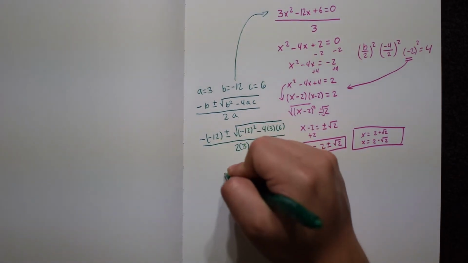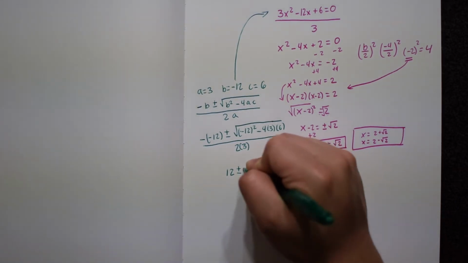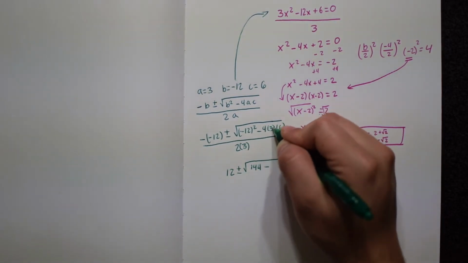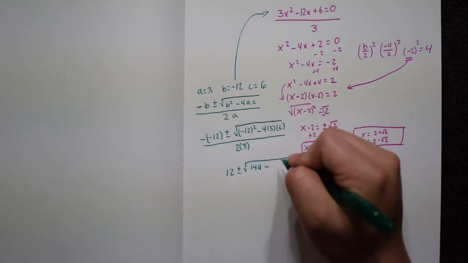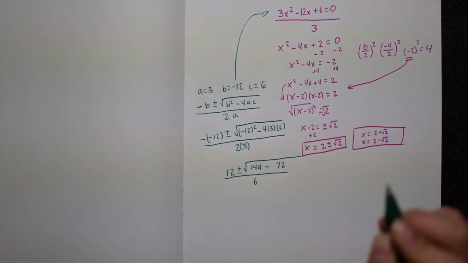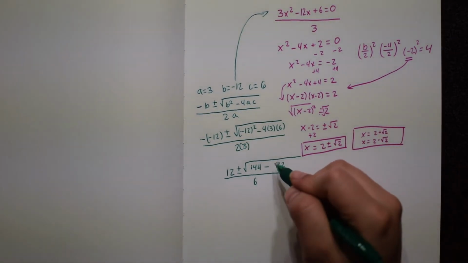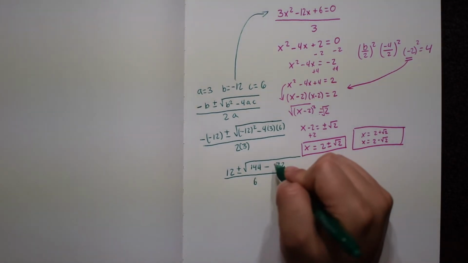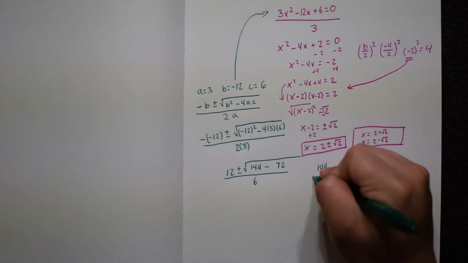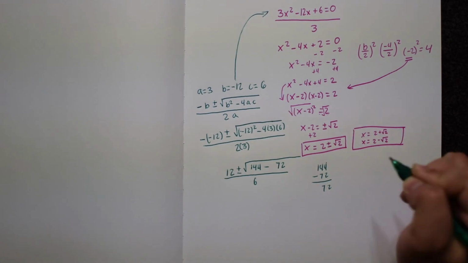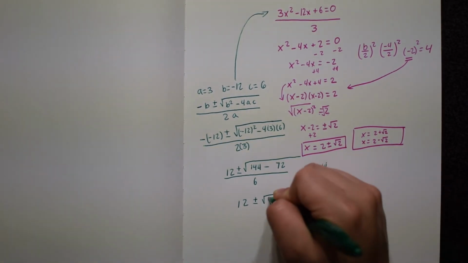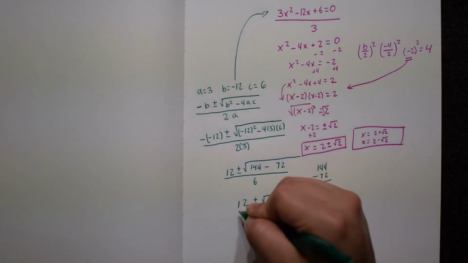Now this here, ladies and gentlemen, is going to turn into positive 12 plus or minus the square root of 144 minus 12 times 6 will give us 72, all divided by 6. Now our next step is going to be to go ahead and subtract these two. So if you have a calculator handy, you can do it, or if you want, you can do it by hand. 144 minus 72, and you end up with this: 12 plus or minus the square root of 72, and you're going to go ahead and divide this whole thing by 6.